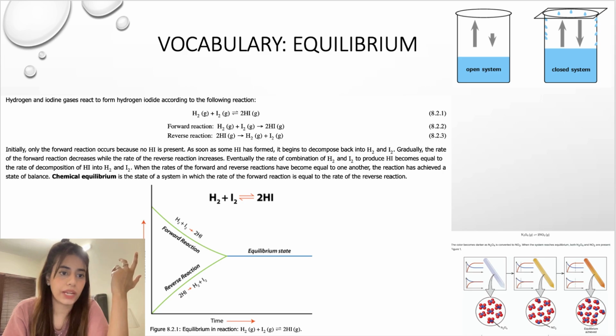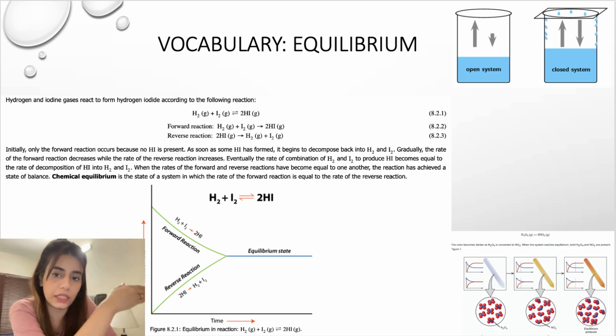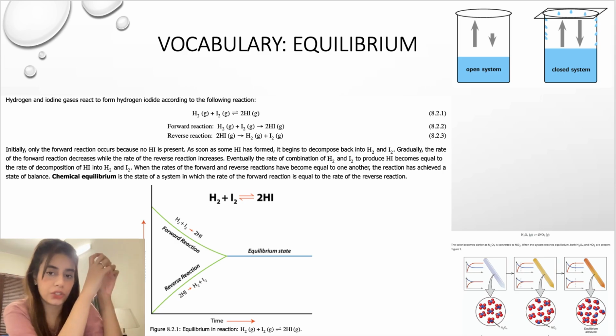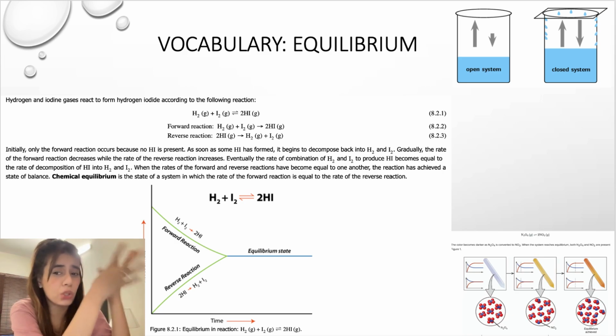Whenever there are reactants making products, there's always going to be the products breaking down, decomposing back into reactants. This is how it happens in nature. There reaches a point when the reactants are making the products in a certain concentration, and the products are also making the reactants back again in a certain concentration. When that concentration has become constant, it's no longer changing, we say that the system is in equilibrium.